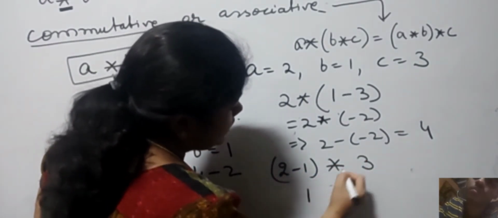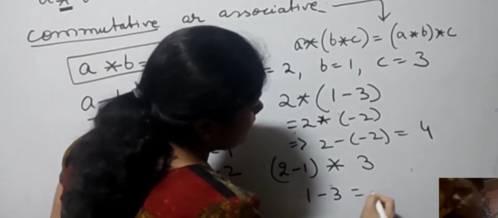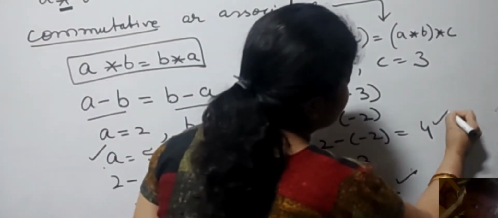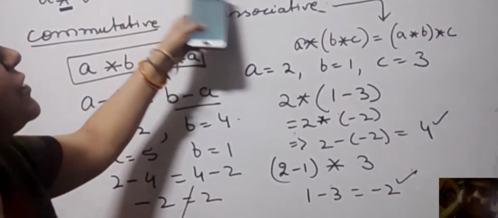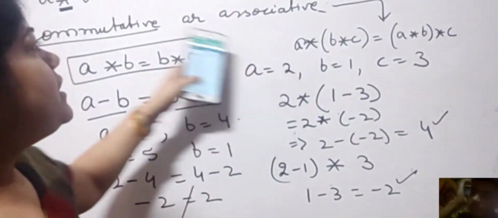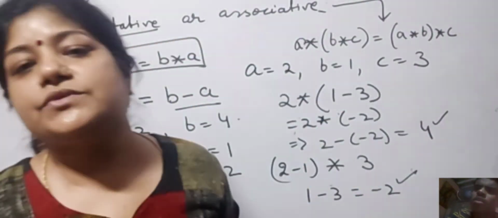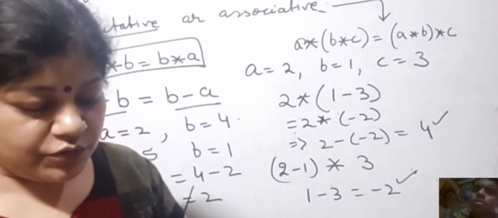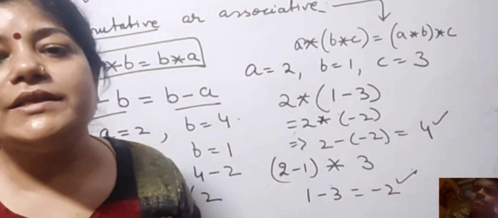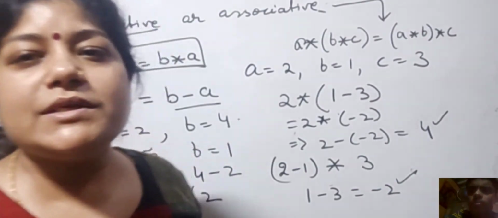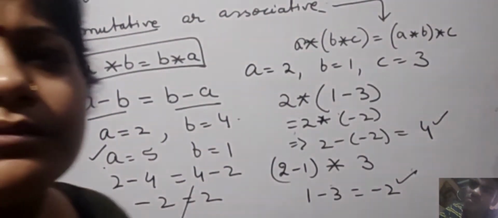Now when we solve for the other side, A operation B, that is 2 minus 1, operation 3. Here 1, then 1 minus 3, we get minus 2. These two values are different. So this function is not associative. So this function is neither commutative nor associative. In this way, different questions from 1 to 5 you can do easily. Now comes question number 6. I am going to explain it to you. Clear?